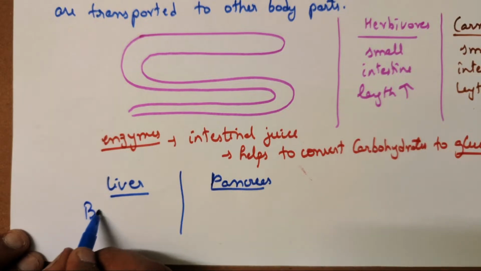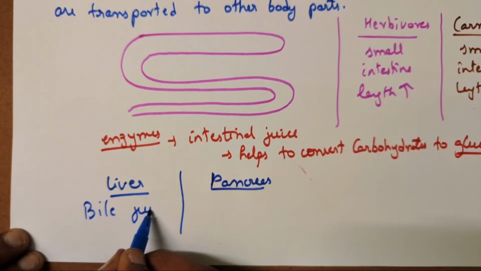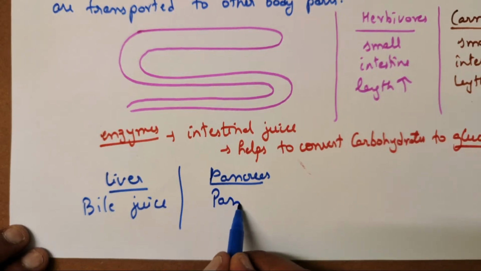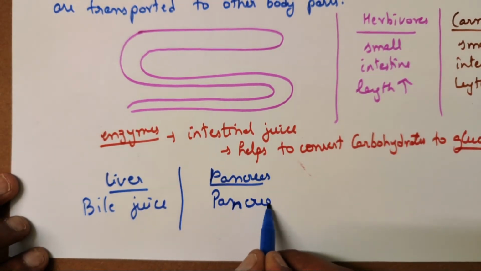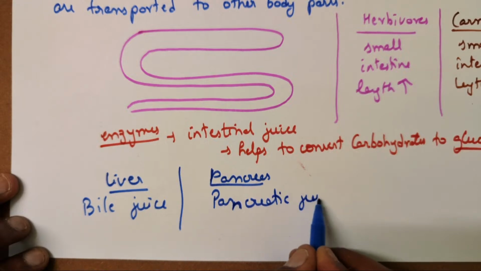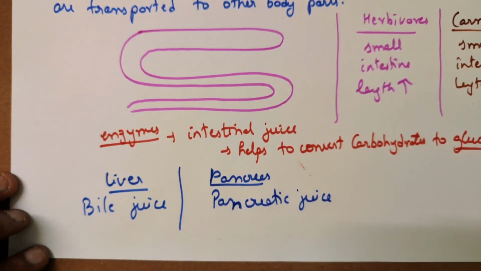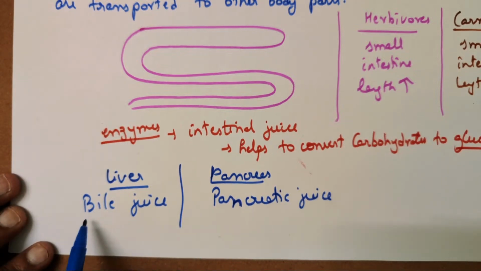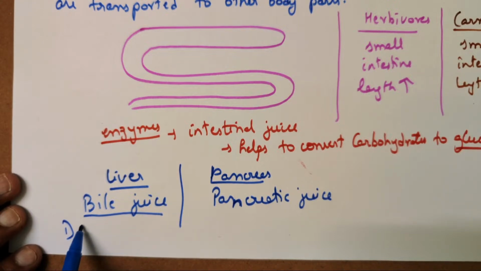The liver excretes bile juice, that means it prepares bile juice and sends it to the small intestine, whereas the pancreas prepares pancreatic juice, which has a lot of enzymes for the digestive system. We'll study a few enzymes now. The bile juice is very important for two functionalities. First, it converts acidic to alkali medium.